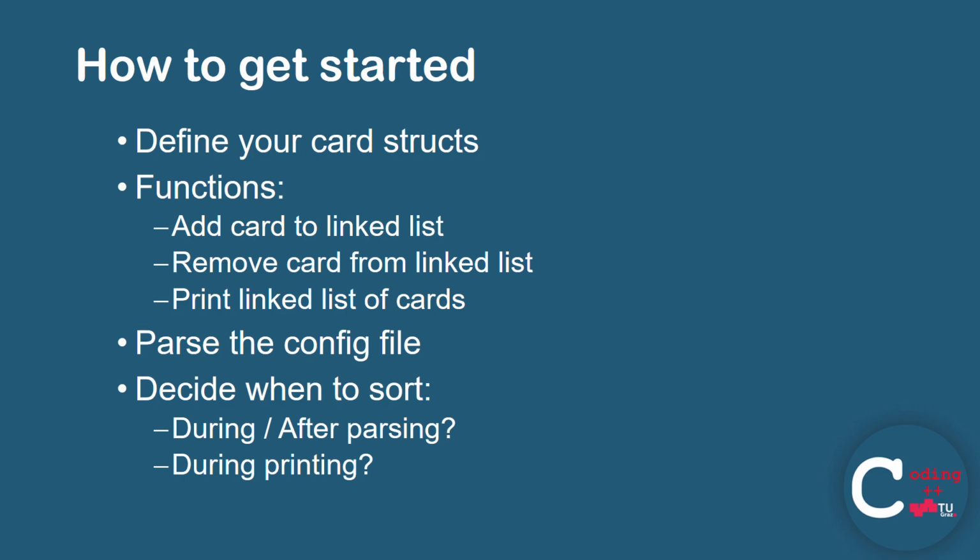Then the next step could be to parse the config file, so you can check if your mechanism for reading in and creating cards works correctly. And then you also need to decide when you want to sort your cards. You can do that during the reading and parsing of the config file, you can do that after the parsing, or you could also do that only when printing the output, because the output has to be sorted in ascending order. How you store this in your program is your own decision. So decide when to sort those cards, implement the sorting mechanism, and then you can get started on the game rules and game logic itself.